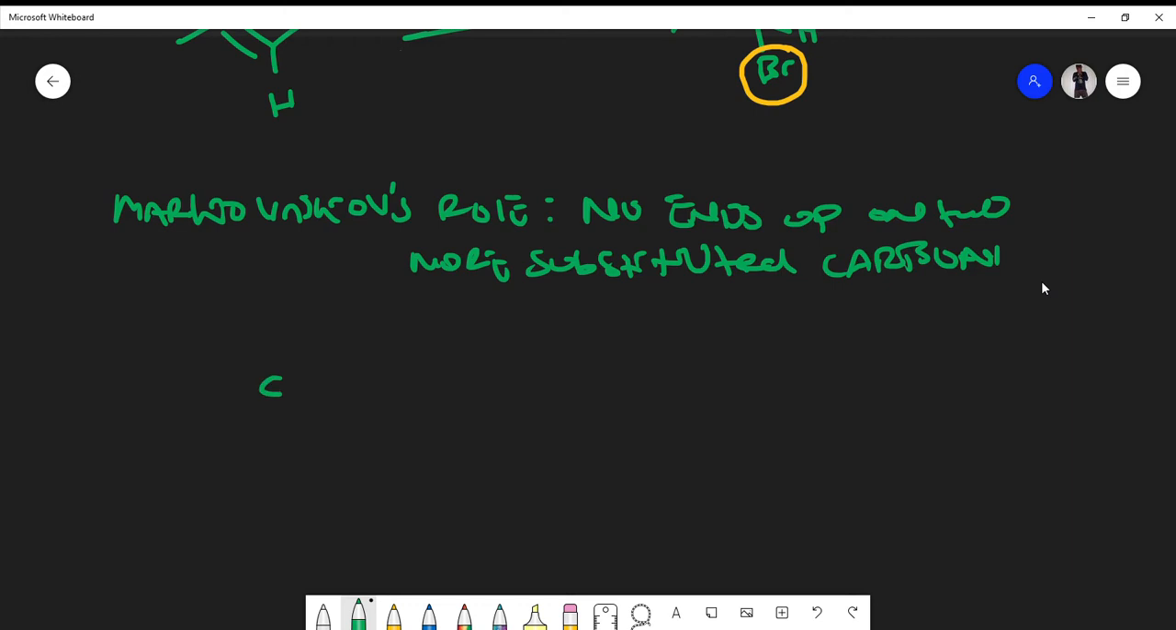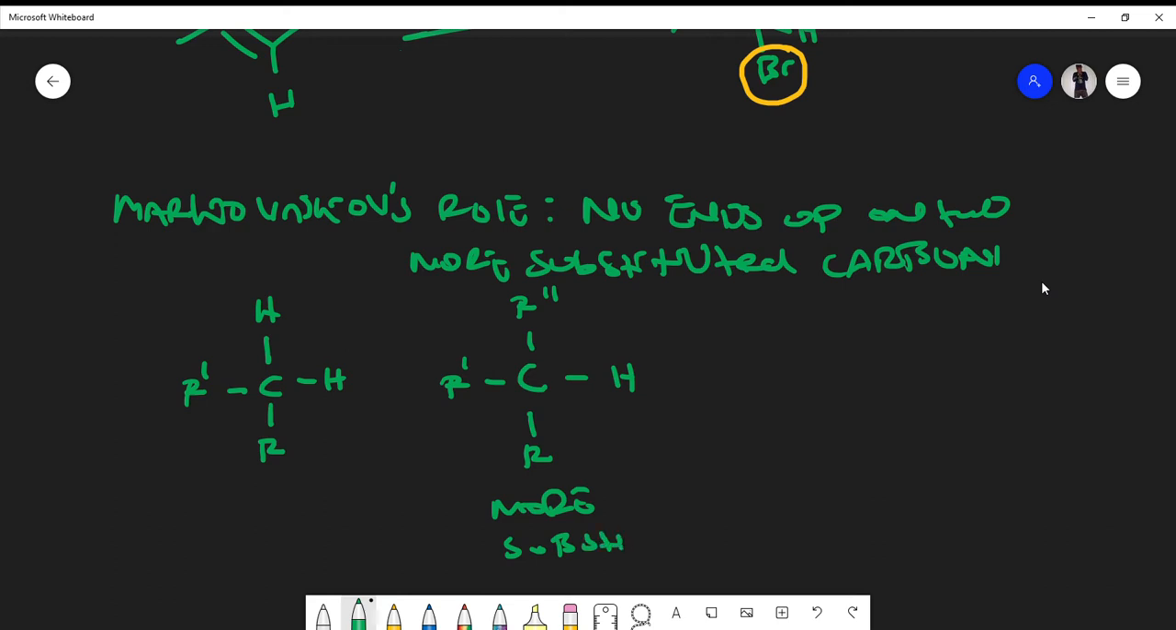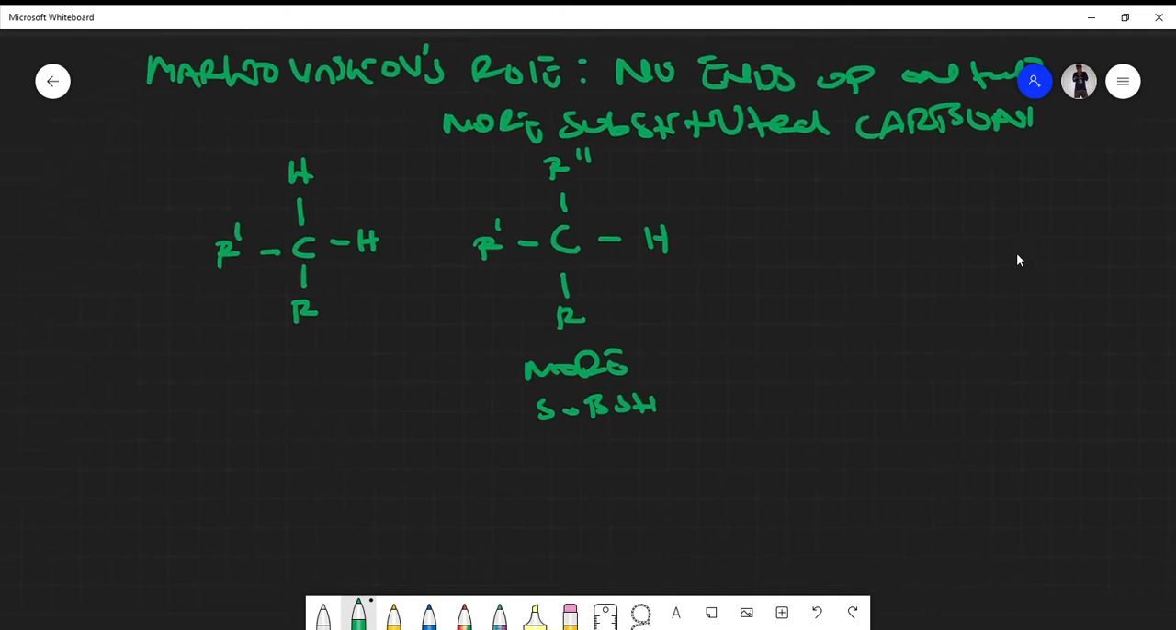So in other words, if I have a carbon that has an R group, an R prime, and two hydrogens, versus a carbon that has an R group, an R prime group, an R double prime group, and a hydrogen, this one is actually more substituted. So I want you to think about it this way: the fewer hydrogens a carbon has, the more substituted it is. And that is going to help us determine our products.